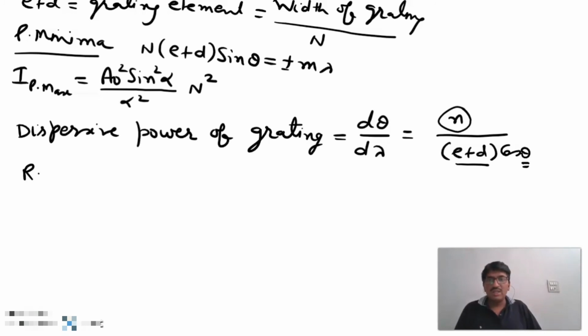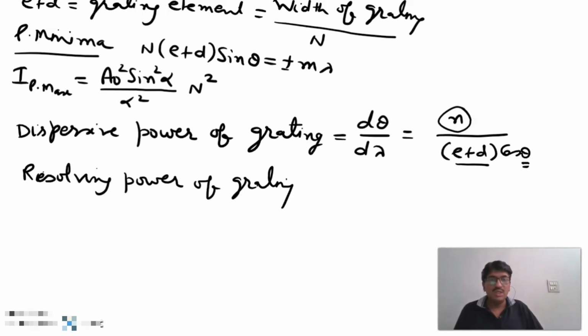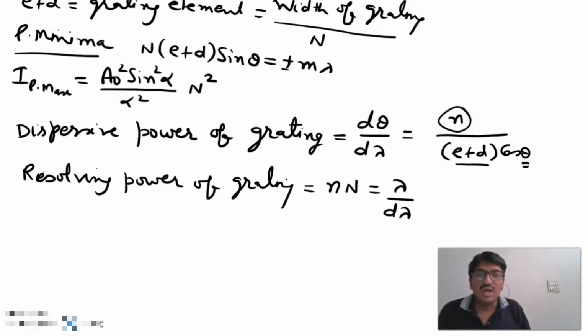And last, resolving power of grating. Resolving power of grating should be equal to the product of the number of orders and the total number of lines on the grating, and also equal to lambda upon d lambda, where d lambda is the difference between wavelengths of two light rays. So these are the formulas which we will use in numericals of the diffraction grating.